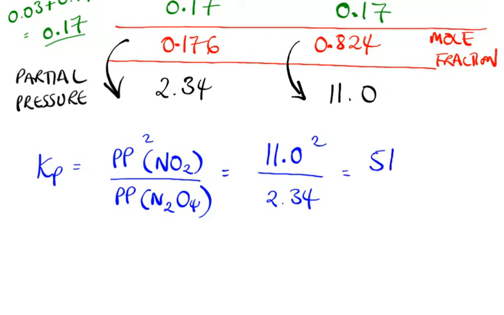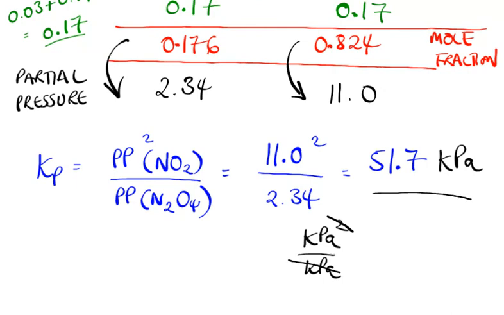So to three significant figures, I've got 51.7. It hasn't asked for the units in the question, but you should always really put these in if it has units. We can see we've got pressure squared over pressure. The pressure is, in this case, kilopascals, so we've got kilopascals squared over kilopascals, so that's just going to cancel down to 51.7 kilopascals.